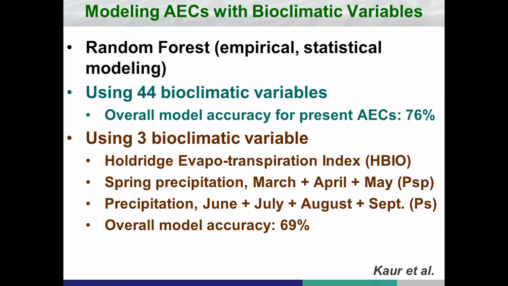And so those 3 were the Holdrege evapotranspiration index. This is basically an index of evapotranspiration. Again, Holdrege developed one that's kind of pointed towards biological systems, and you divide the ET, the potential ET, by precipitation. That gives you this particular index. And that was the most important variable from the standpoint of explaining some of the variation. The spring precipitation was also important. That's March, April, May, cumulative precipitation. And then the precipitation during the summer months, basically, as well. And again, a model accuracy of about 69%. Not bad, using just 3 variables.